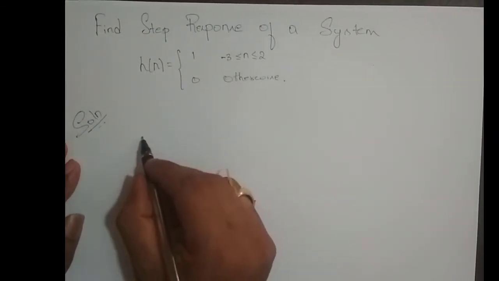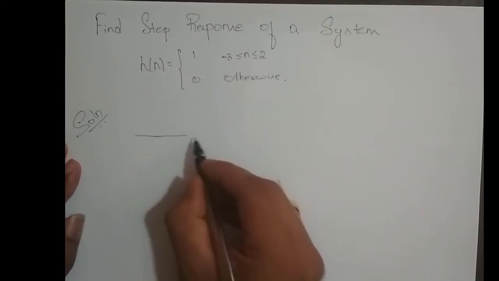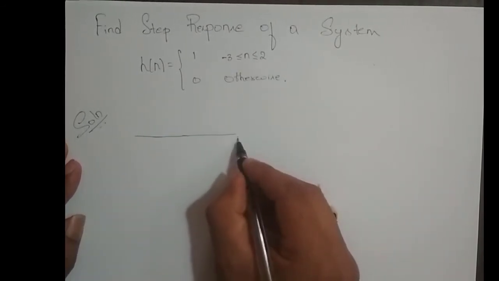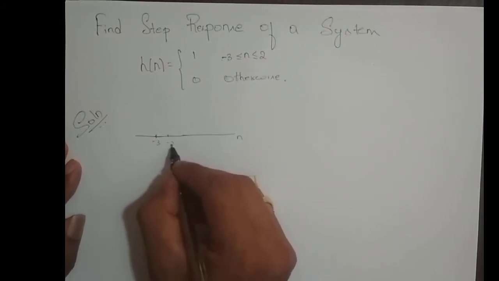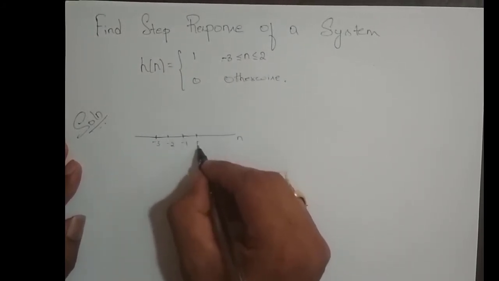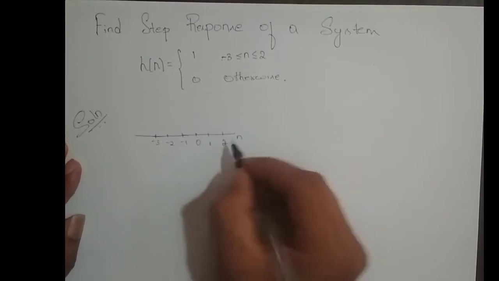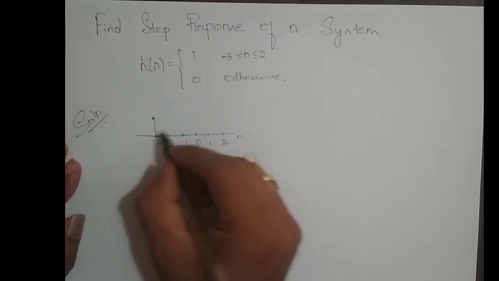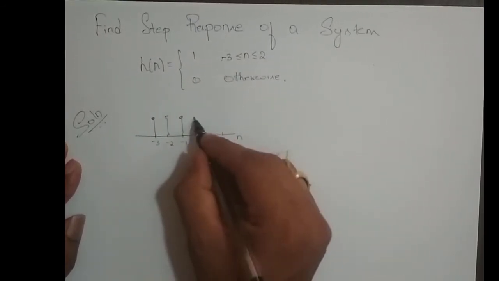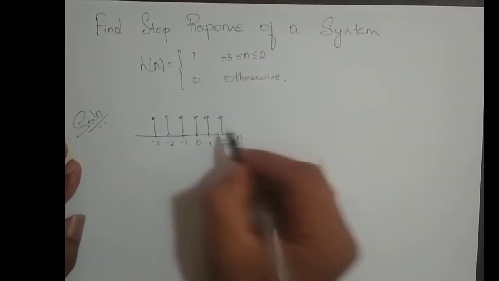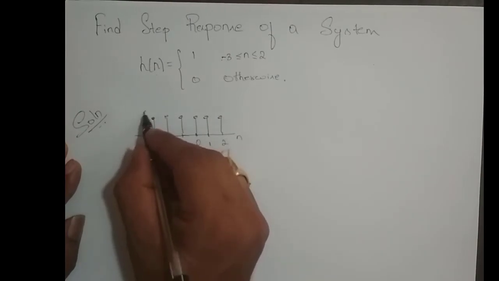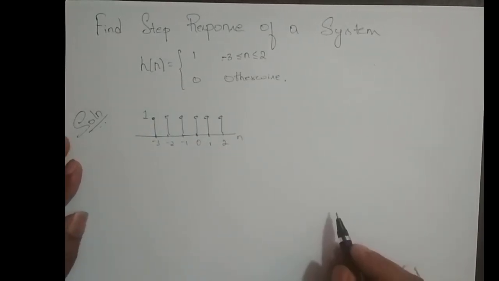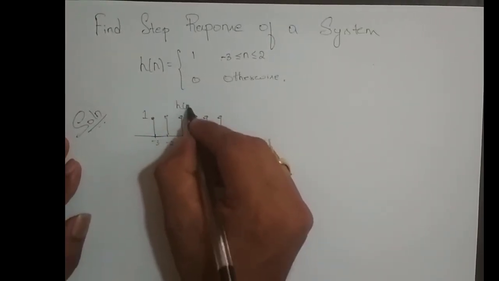First we'll try to sketch this impulse response h of n. So I have n, and n is varying from where to where? -3, -2, -1, 0, 1, 2. And what is its amplitude? 1 everywhere, right? From n varying from -3 to 2 and equal to 0 otherwise. So for other values of n it is 0. So its amplitude is 1. So what is this? This is nothing but impulse response.